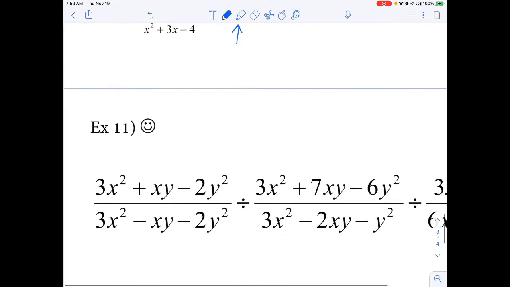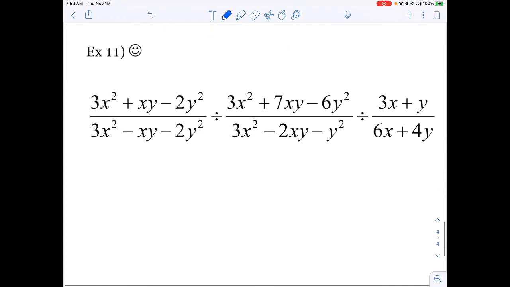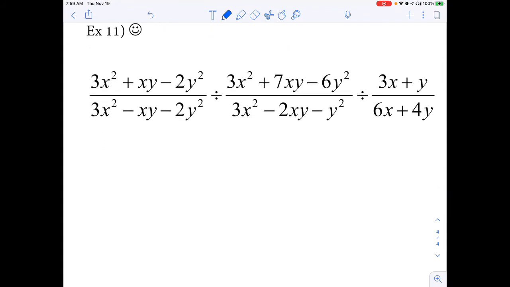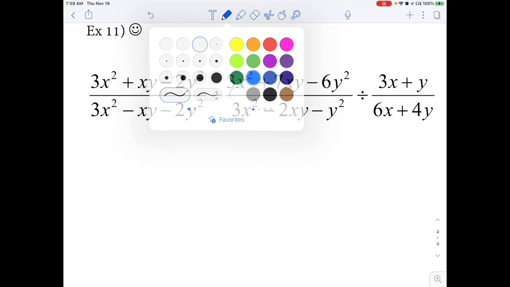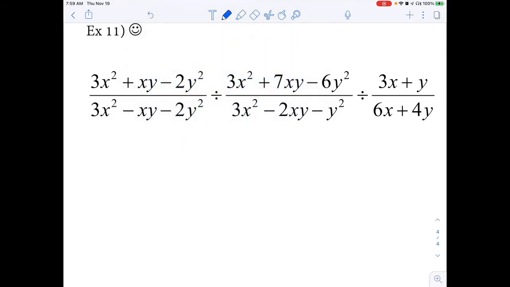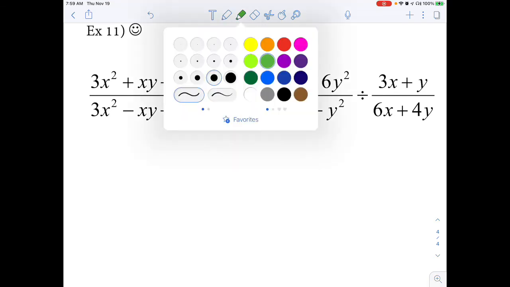All right, let's take a look at number 11. Number 11 is really going to test your skills. Got some more boxes, factoring, and all that stuff. Now, your factoring skills need to be spot on. Okay, I know I've said that like 5 times in this video.